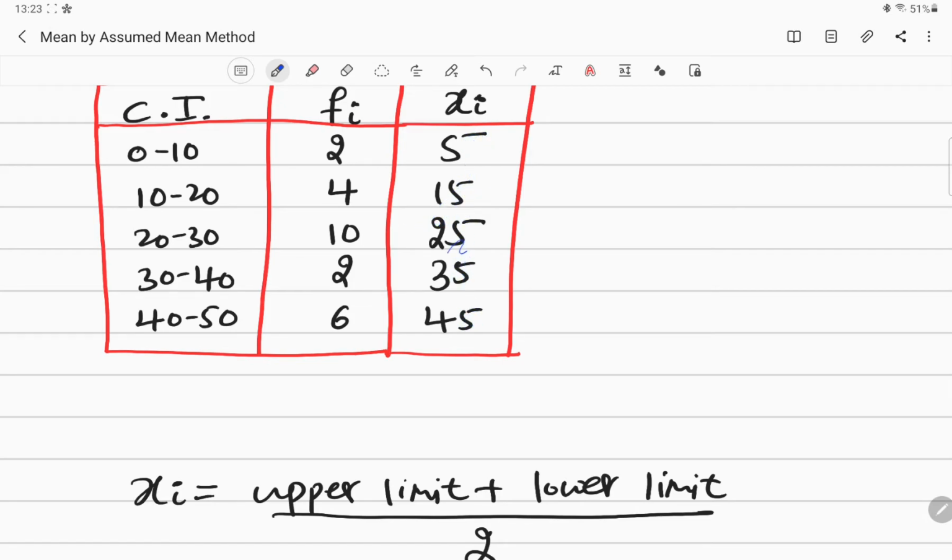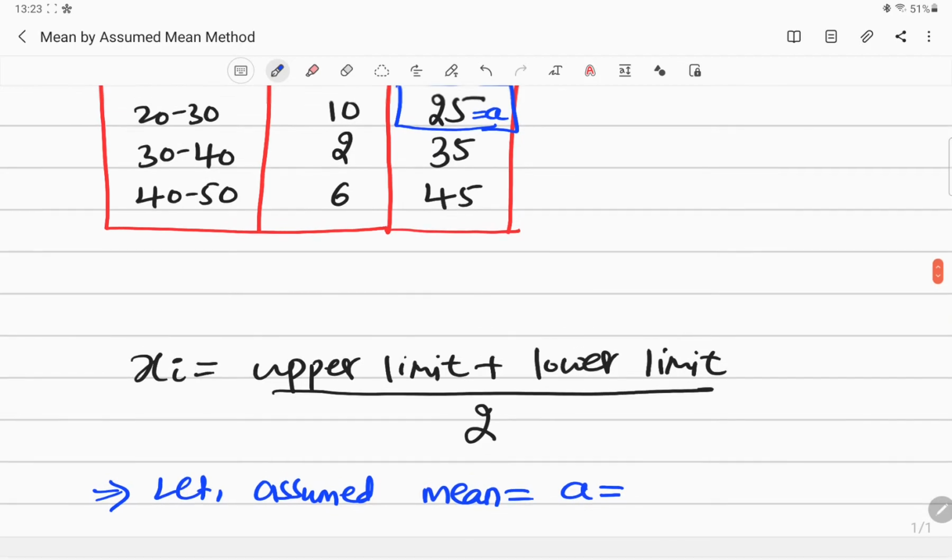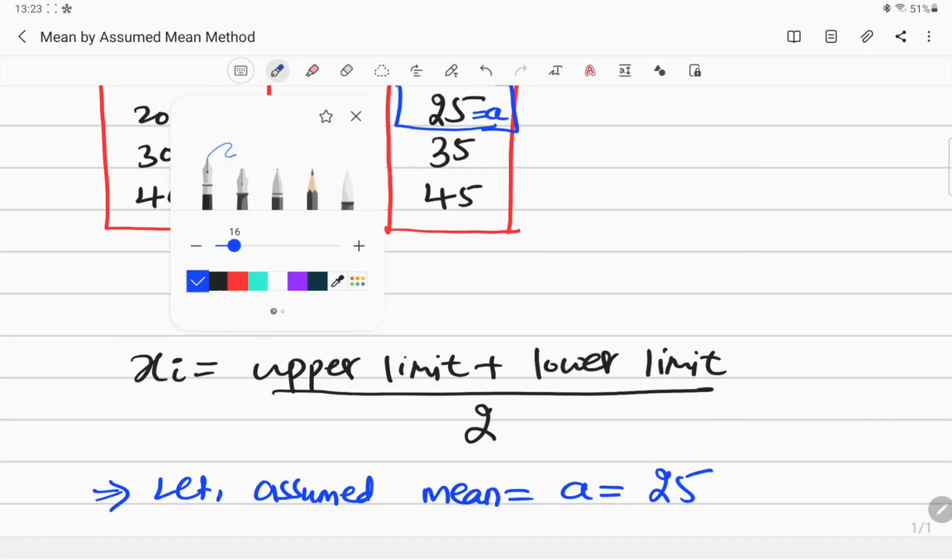Usually, when 5 entries are there, you leave the starting 2 entries and the last 2 entries, and whatever comes here, you assume this as the assumed mean and call it a. All right, you can mark this as a. So let the assumed mean a be equal to 25. All right, so I'm going to call it the assumed mean.